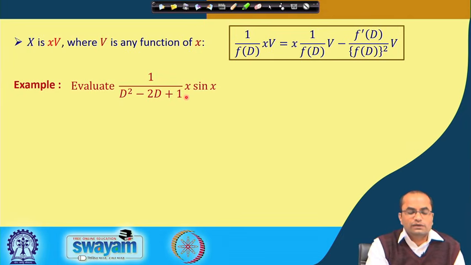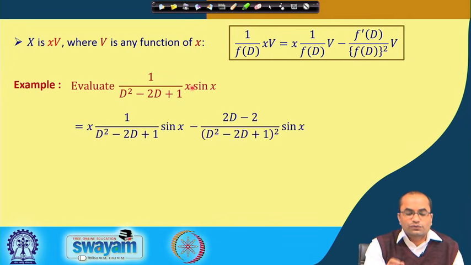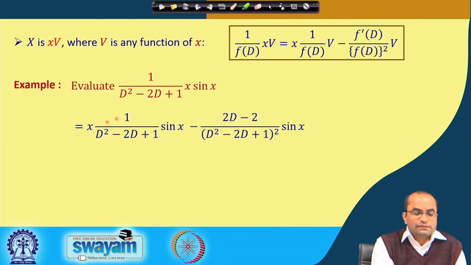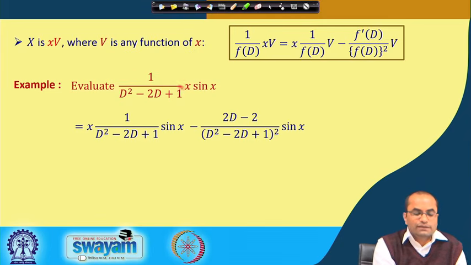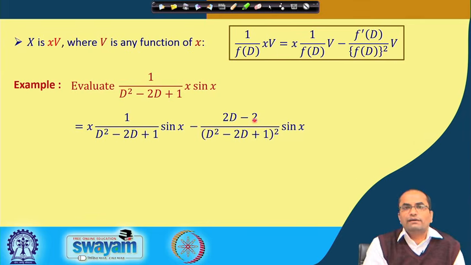minus 2D plus 1 applied on this x sin x. So, we will use this formula. We will take this x here, apply this whole operator on the sin x, then minus the derivative of this f here with respect to D. So, we had D square minus 2D plus 1. The derivative here with respect to D will be 2D minus 2, then f(D) whole square. So, the whole square of this term D square minus 2D plus 1, and then we have the sin x there. So, this we have to evaluate, which we have already learned how to do.